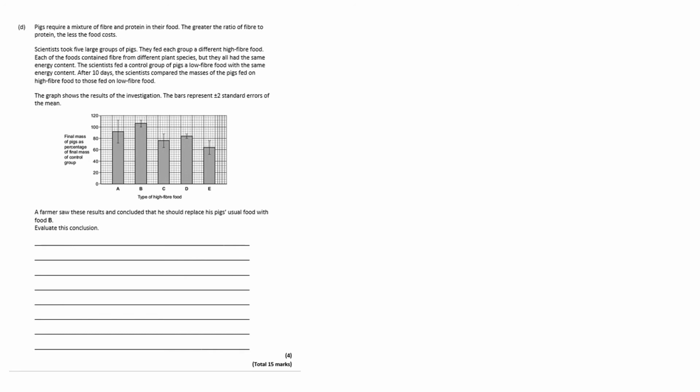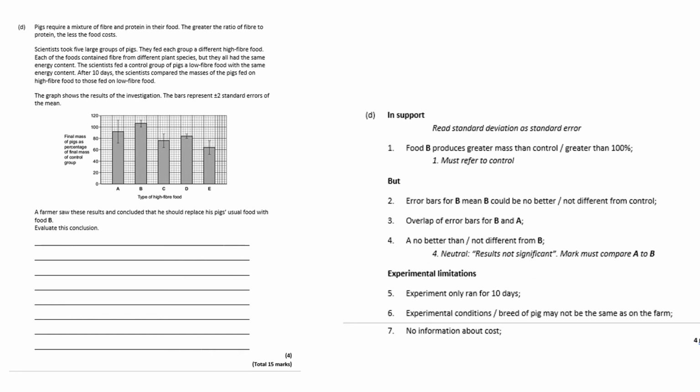Part D of this question is asking you to evaluate the conclusions of another part of an experiment done by scientists looking at 5 large groups of pigs. In this case, they fed the pigs a high fibre diet compared to a lower fibre diet. Obviously it says here that high fibre diets cost less than lower fibre food for the pigs.